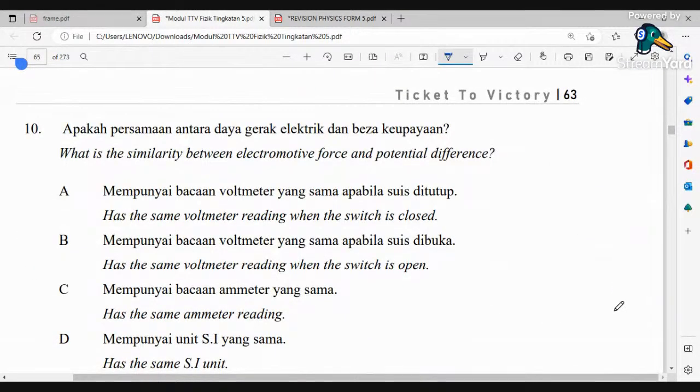Okay, number 10, what is the similarity between electromotive force and potential difference? A, has the same voltmeter reading when switch is closed. No. Kita dah tunjuk tadi mesti open circuit, then only you have V equals to EMF. B, have the same voltmeter reading when the switch is open? Yes, of course. C, has the same ammeter reading? No.